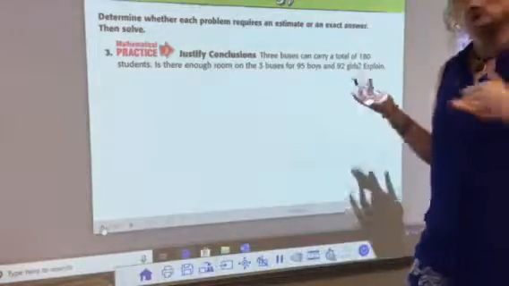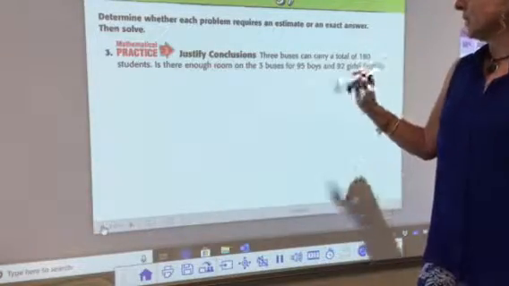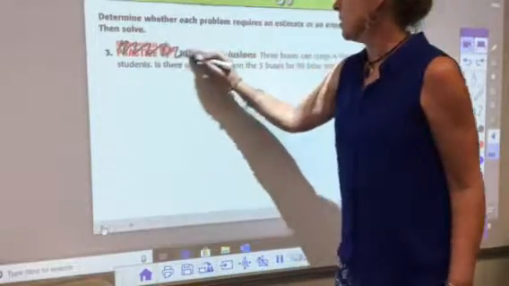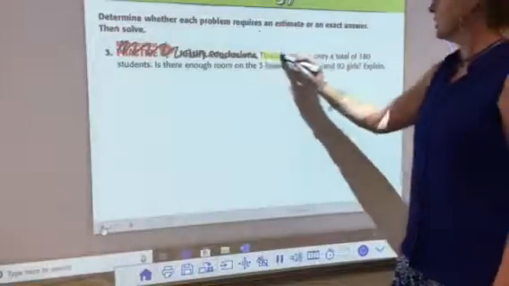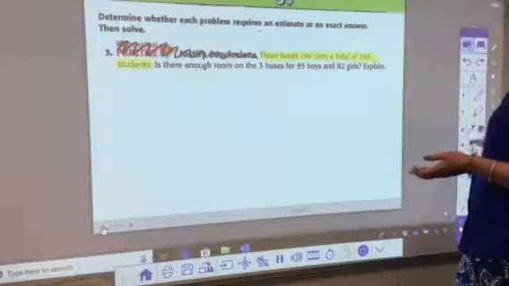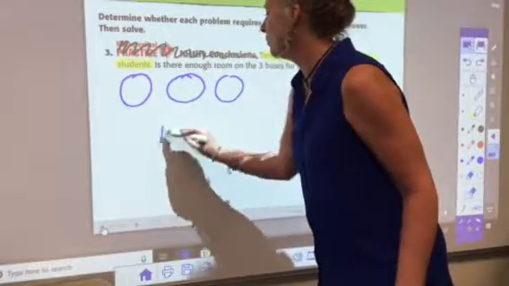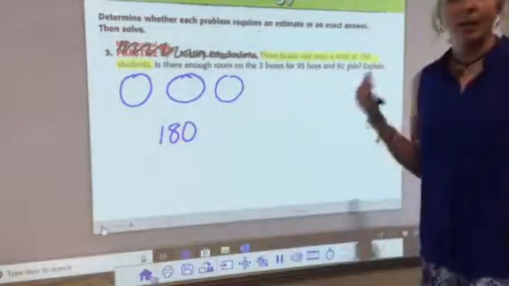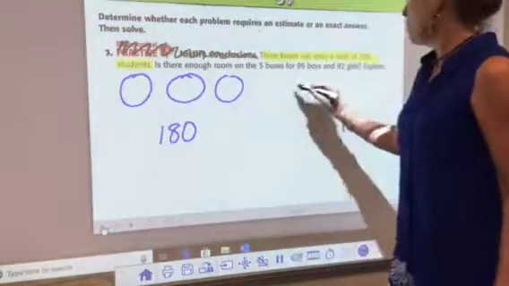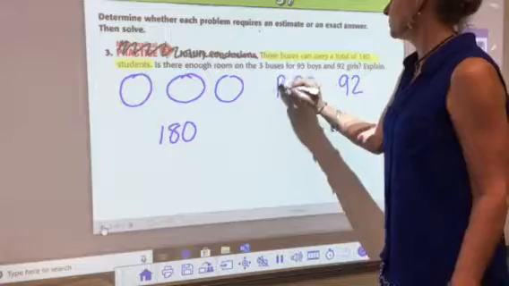So we're going to try to determine what type of answer we need, exact or estimate, and then we're going to figure it out. So let's look here. Those are the directions that I just read. And we're going to look at our word problem, which starts right here. 3 buses can carry a total of 180 students. So in my brain, I'm going to draw my 3 buses, and the total of those 3 equals 180. I'm now visualizing that.